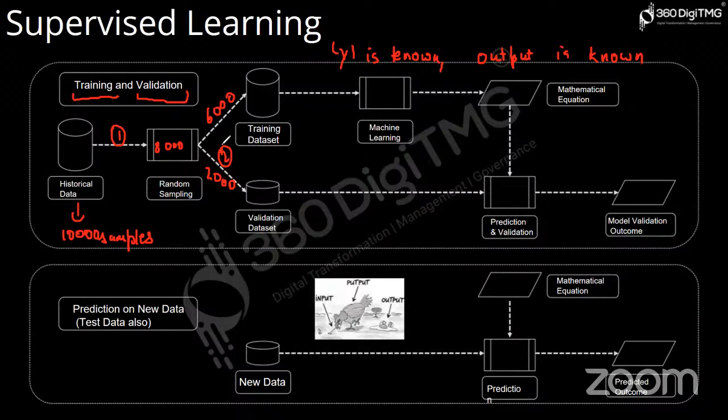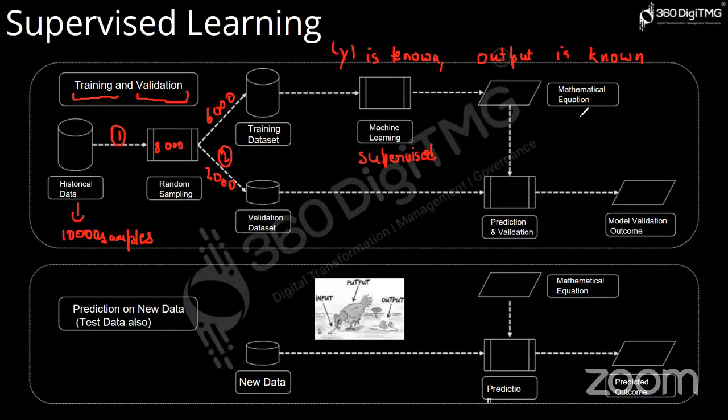Okay. So we take these 6,000 samples that become our training data set, and we apply some machine learning algorithm. So here we are applying some supervised machine learning algorithm. These supervised machine learning algorithms generate a mathematical equation. They are always generating some kind of mathematical equation. Okay, that is a point that we have to keep in mind.